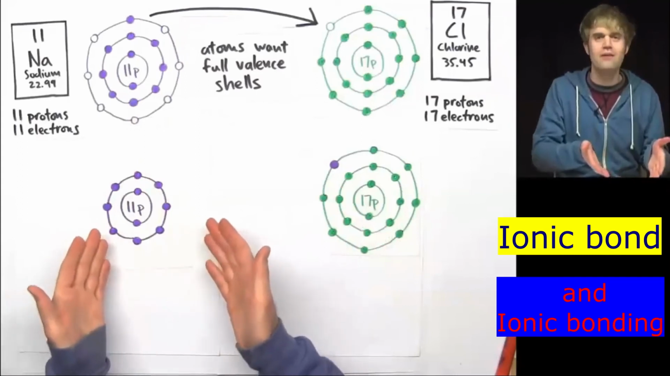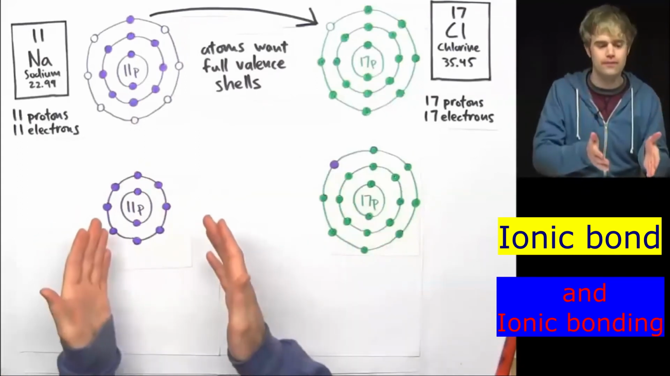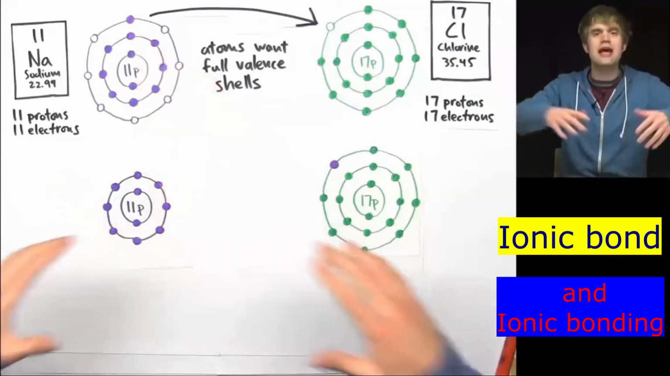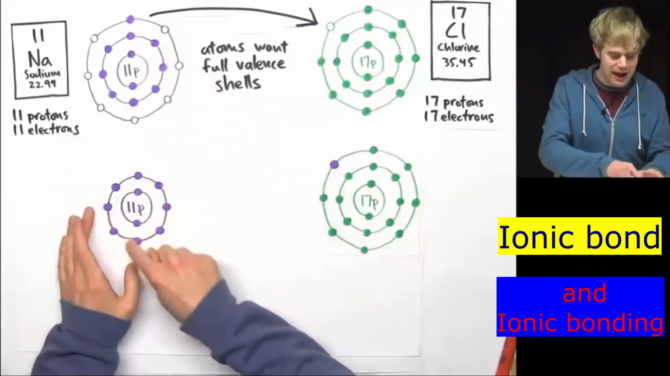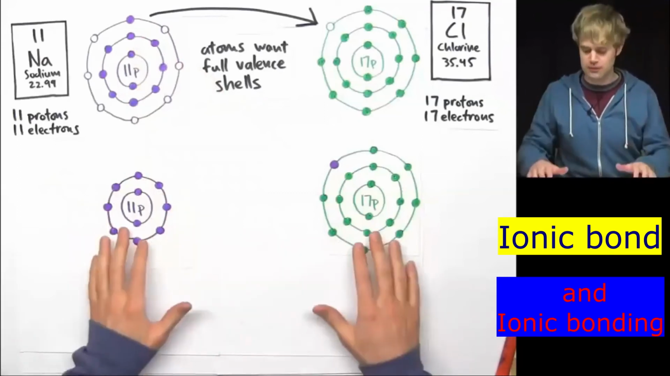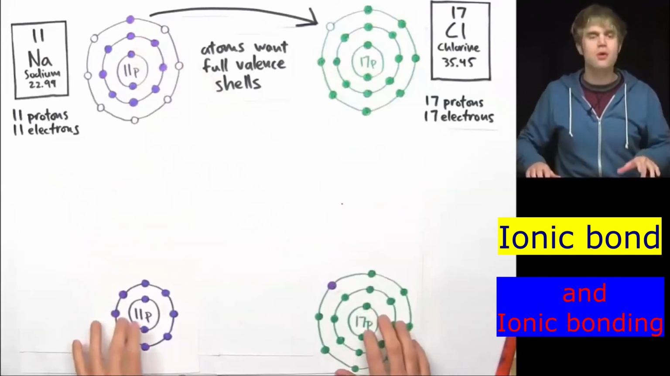Check it out. It's totally full. So by giving away that one electron, it could get rid of its whole outer shell, and this is its new valence shell. It's full and sodium is happy. So this is what we end up with.